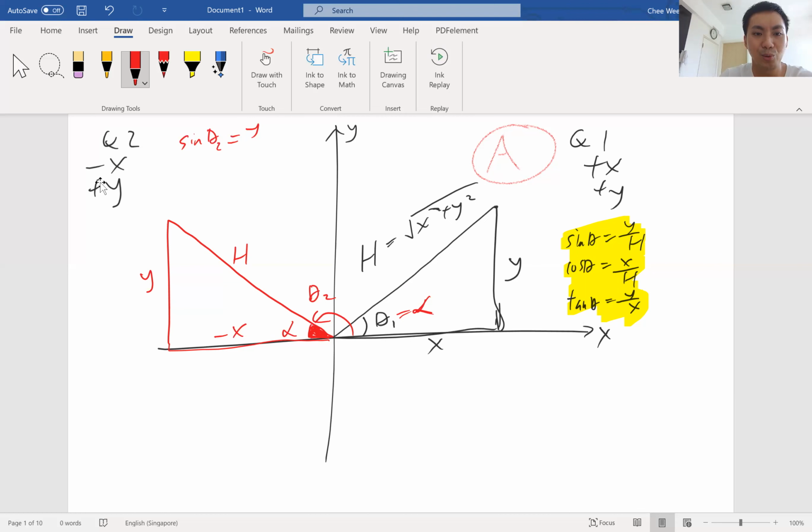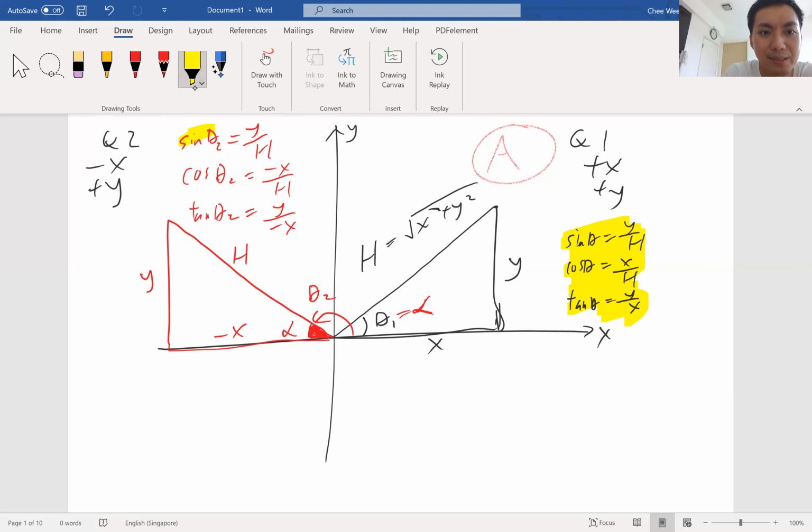So sine theta 2 will actually be y over h. And both y and h are positive, so sine theta 2 is positive. And you will realize that something starts to happen for cosine and tangent. Cosine theta 2 is actually negative x over h, which must be negative. And tangent theta 2 is equal to y over negative x, which will be negative, which means that in the concept of theta 2, only one trig ratio is positive, and that will be this guy here.